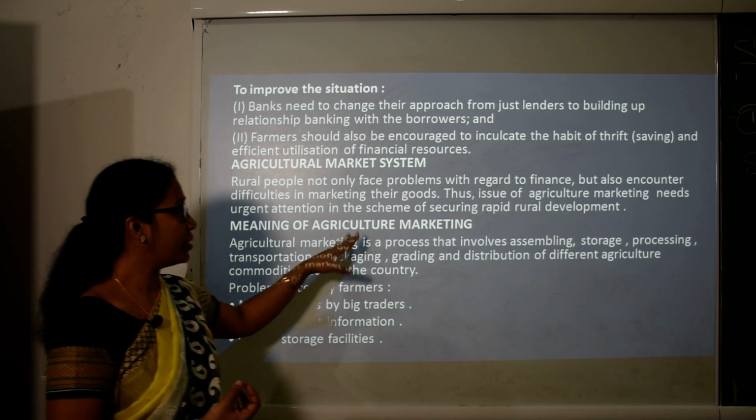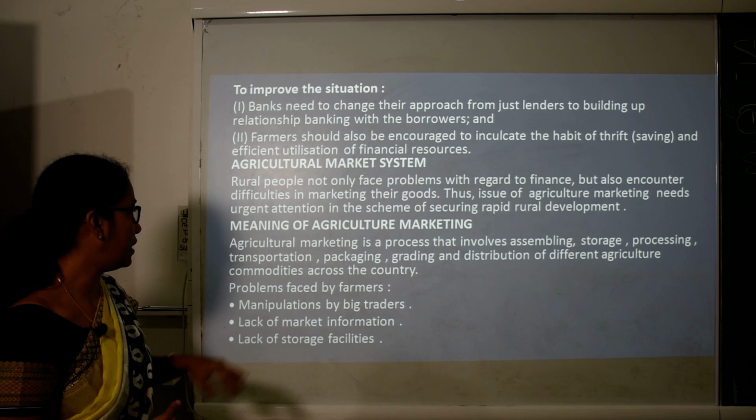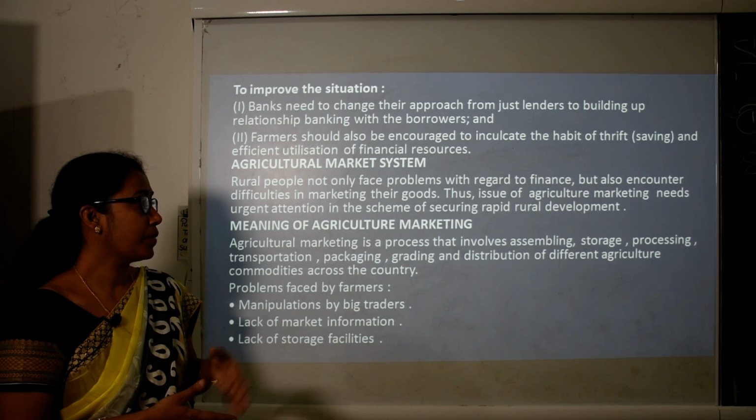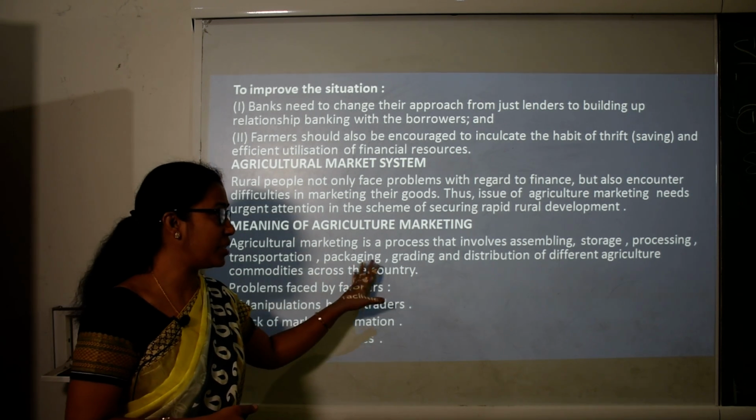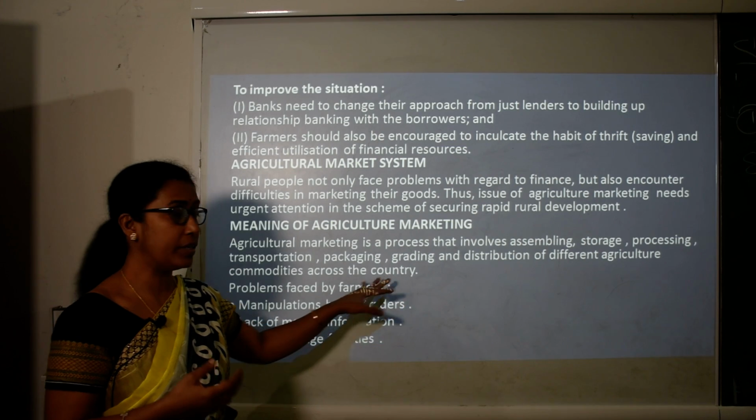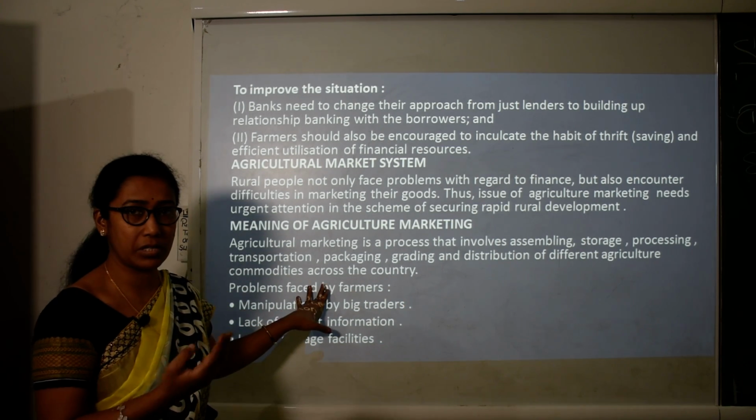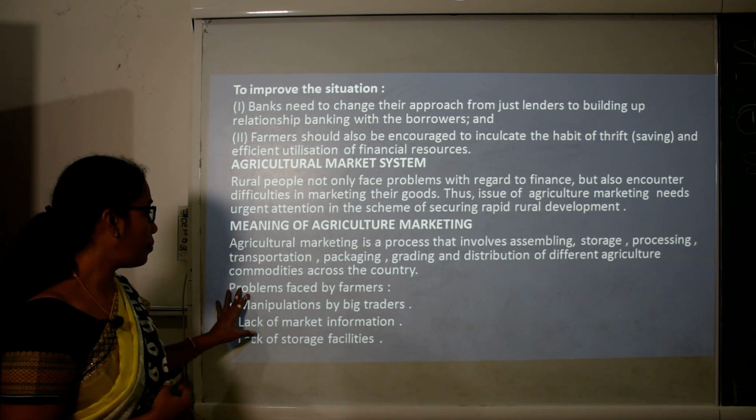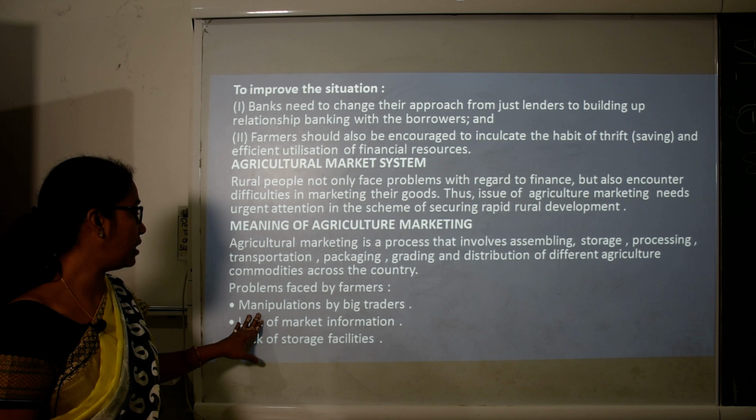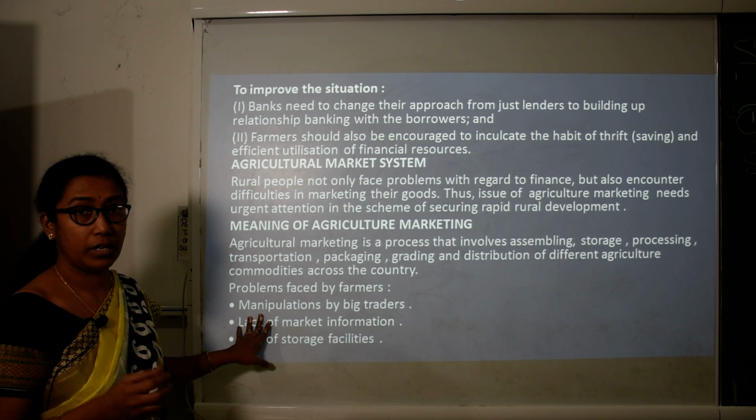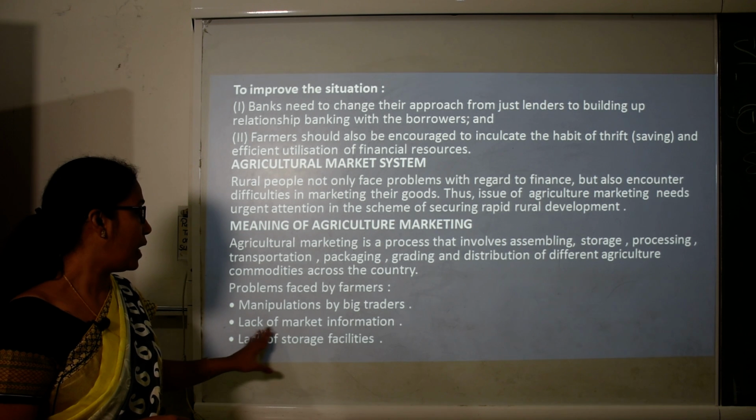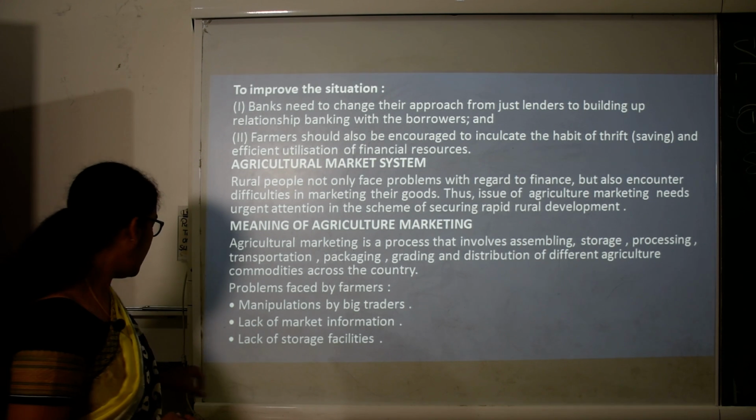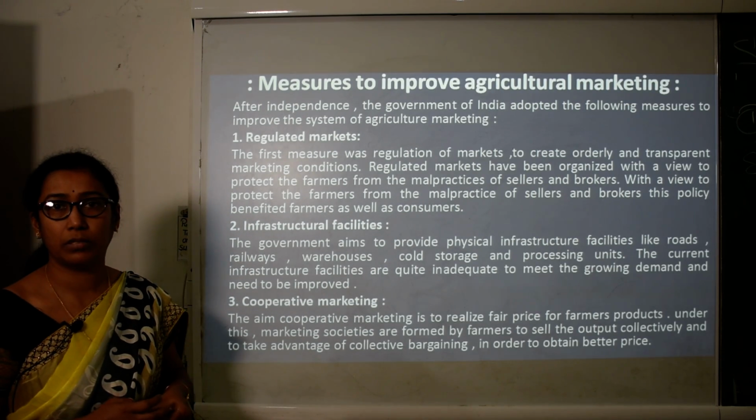process or rapid development. The meaning of agricultural marketing basically is a process that involves assembling, that is collecting, storage, processing, transportation, packaging, grading and distribution of different agricultural commodities or products across the country. So, these are the things involved in the process. The problems basically faced by farmers are manipulation in accounts by big traders or rich landlords, lack of market information, that is they are ignorant or unaware about market information, and lack of storage facilities, they do not possess good warehouses.